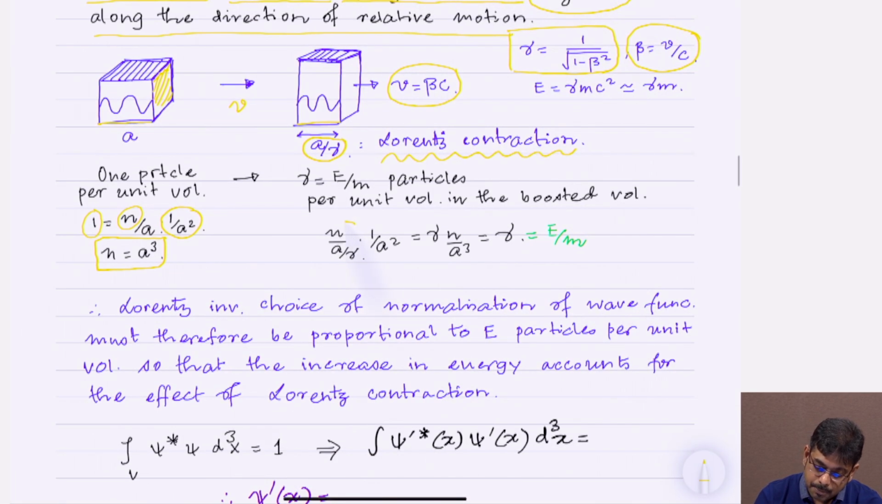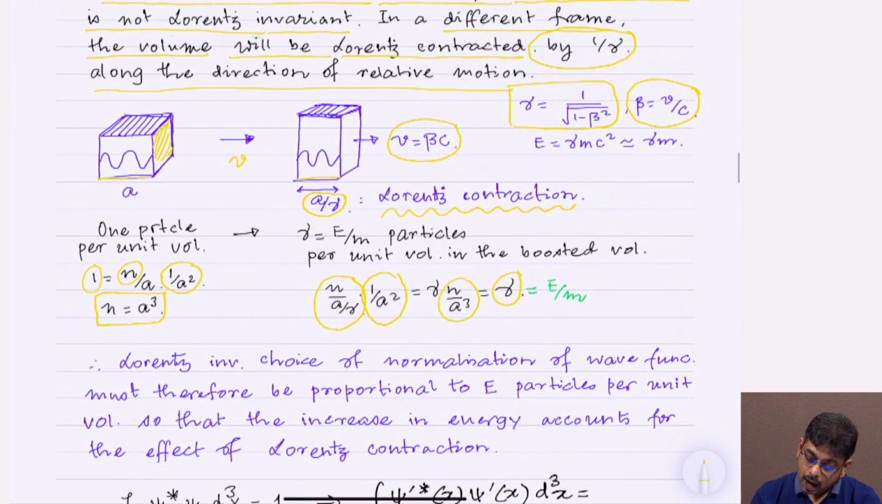Now, suppose you are doing it for this relativistic case, then how should you do it? Then this should be n by A by gamma into 1 by A square, because this dimension does not change. So, that turns into what? This turns into gamma into n by A cube, and this is equal to gamma.